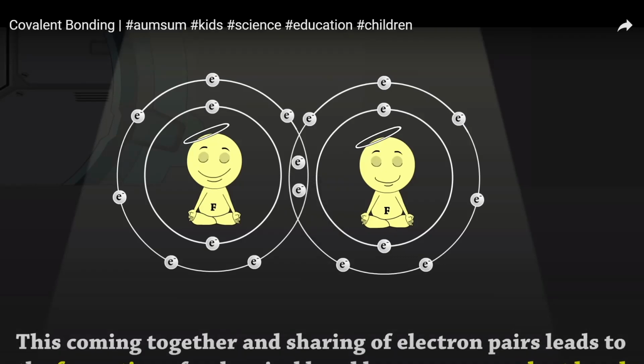So this coming together and sharing of the electron pairs, this is not an ionic bond. We have not formed ions. Nobody's lost electrons. Nobody's gained electrons. So it's not an ionic bond. This one is called a covalent bond.